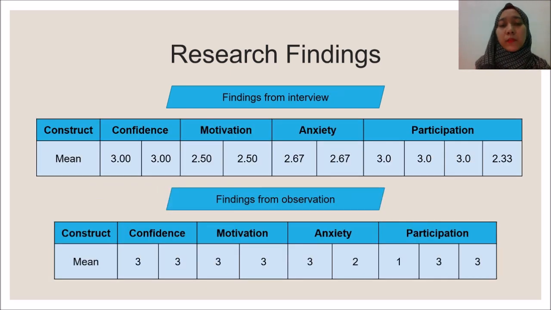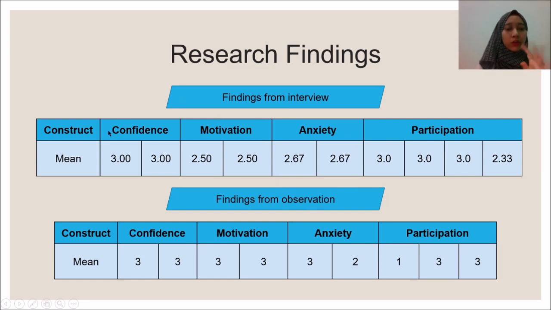And these are findings from the interview, top part first. Okay, please note that this is based on a 3-number scale. 1 is for disagree, number 2 is for neither agree nor disagree, or I'm not sure, and number 3 is for agree. So this is based on per question. For the interview and finding about the confidence construct, there were 2 questions. And then for motivation, there were 2 questions. Anxiety, 2 questions. And for participation, there were 4 questions.